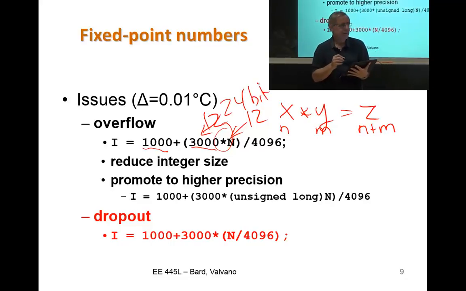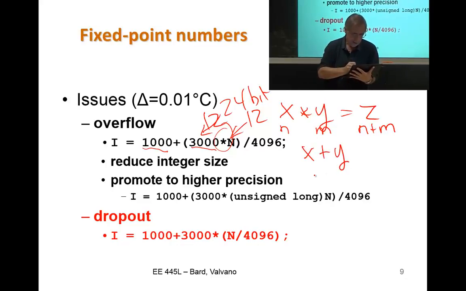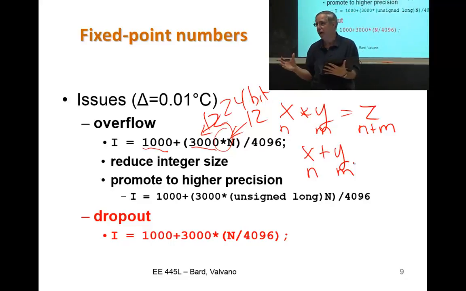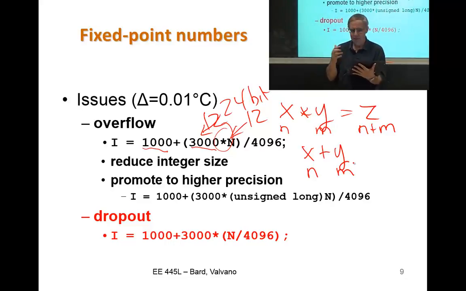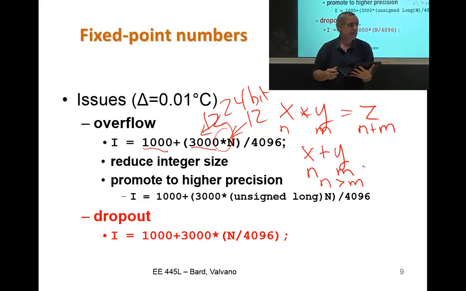Let's do another one. This one's a little bit trickier. X plus y, where this is n bits and this is m bits. Now how many bits do I got? Tricky question. You have to tell me which one's bigger. Just for argument's sake, one of them is bigger than the other. So I'm going to assume here that n is bigger than m, or equal to. They could be equal.